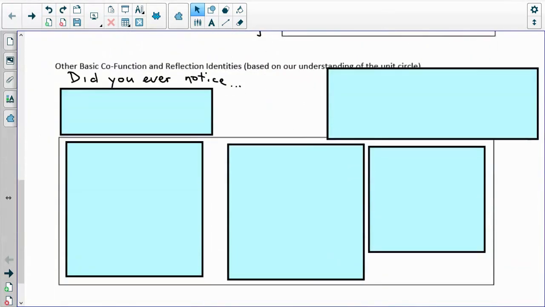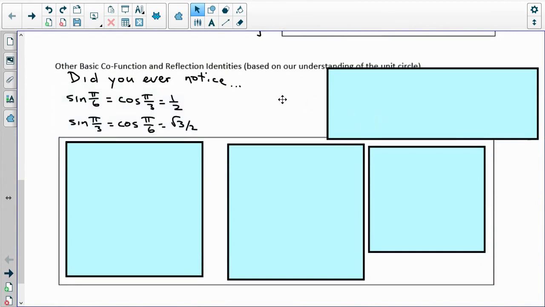Next, other basic identities called the cofunction or reflection identities. These are all based on our understanding of the unit circle. Some things you may or may not have noticed: sine of pi over 6 and cosine of pi over 3 are the same thing. Now, pi over 6 and pi over 3, if I change them to degrees, would be 30 and 60. And likewise, the same thing is true for sine and cosine of pi thirds and pi sixths, respectively.